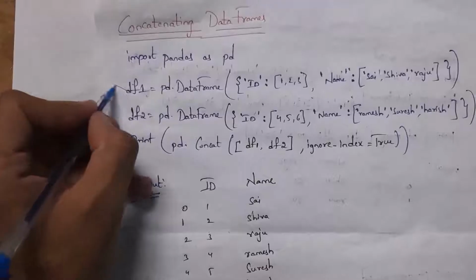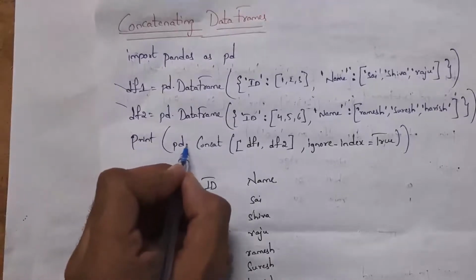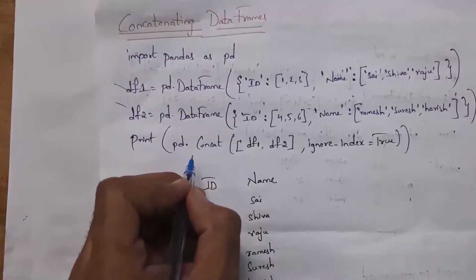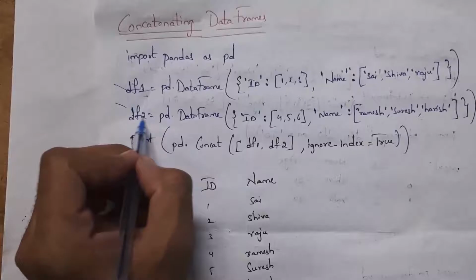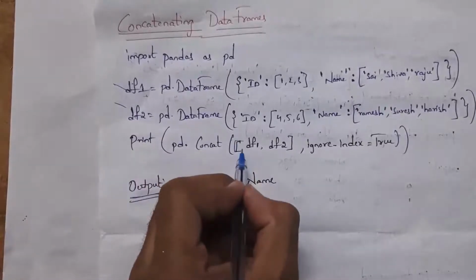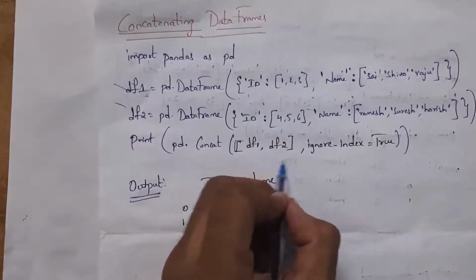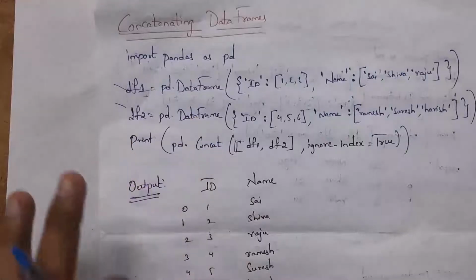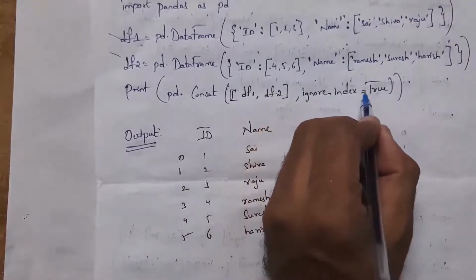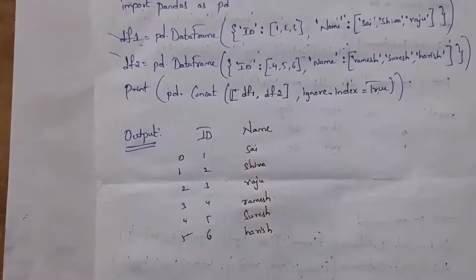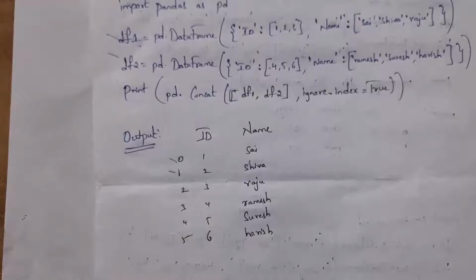These are two data frames. So write here print pd.concat function. By using the concat function you can concatenate two data frames. So I want to concatenate data frame 1 and data frame 2. So inside a list write df1, df2, and I don't want to merge based on index number, so just write here ignore_index=True. That means it will not consider index number. So this is my output. This is how we can concatenate data frames.